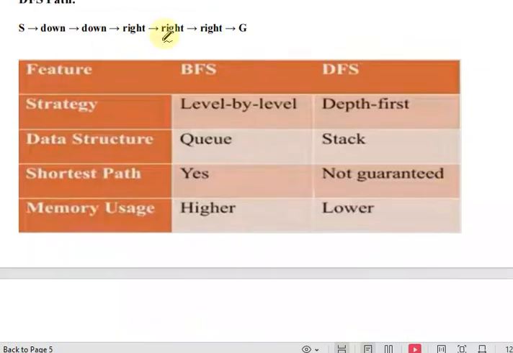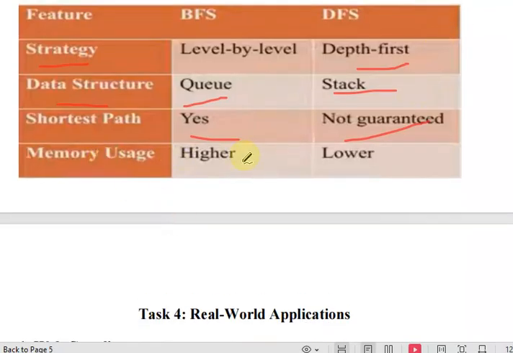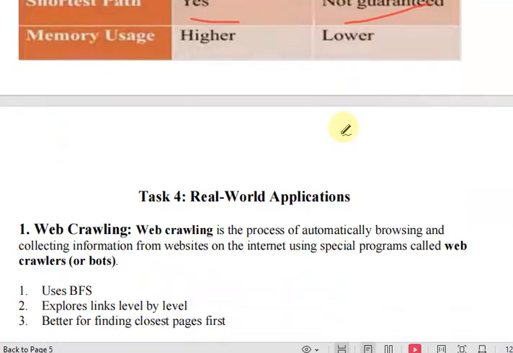So here are some differences between BFS and DFS. The first difference is the strategy, which is level by level for BFS, and depth first for DFS. Data structure: for BFS it is a queue, for DFS it is a stack. Shortest path: BFS yes, DFS not guaranteed because it can use the recursion method and follow a long path. Memory usage is high in BFS and low in DFS.